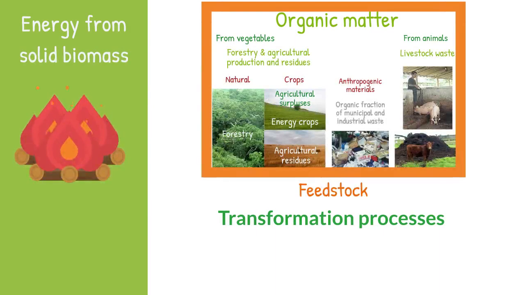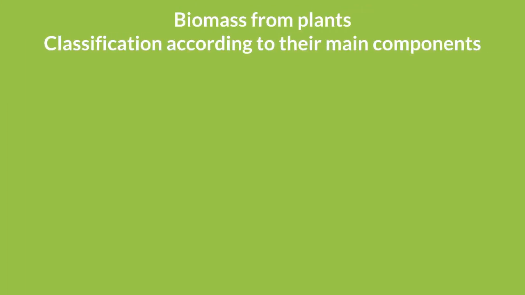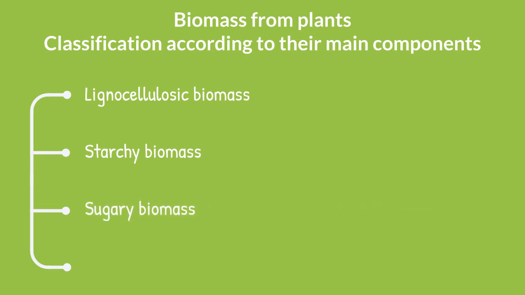Remember that it is important to know that certain feedstock are worth to be used in some processes over others. Therefore, let's start by analyzing the type of biomass raw materials according to their composition. A practical approach is to classify plants into 4 groups: lignocellulosic biomass, starchy biomass, sugary biomass, and oleaginous biomass.